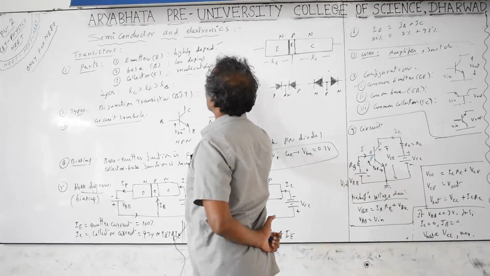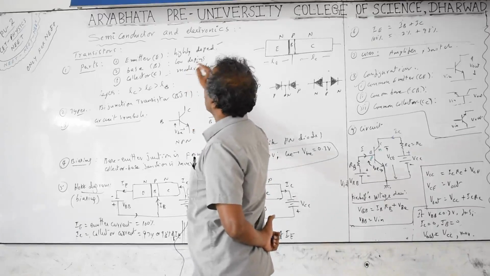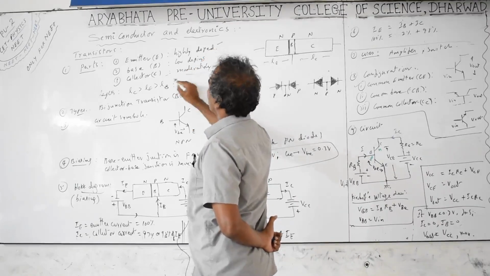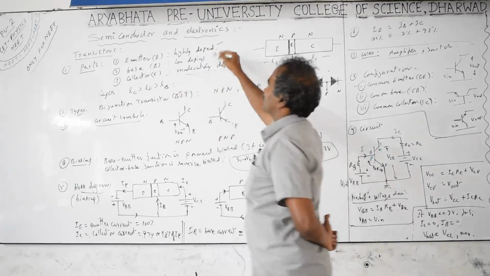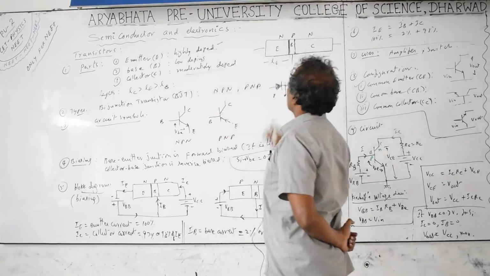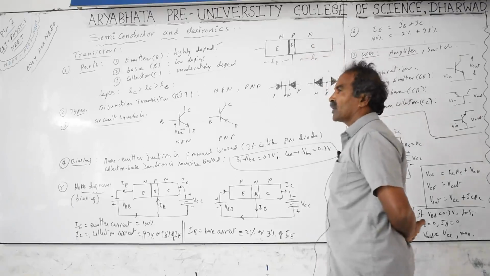The collector is moderately doped, and the base is very lightly doped. Very lightly doped is nothing but low doping. So highly doped is the emitter, the base is lightly doped, and the collector is moderately doped. The doping of the collector is in between that of the base and the emitter. The emitter, base, collector are nothing but semiconductor diode parts.